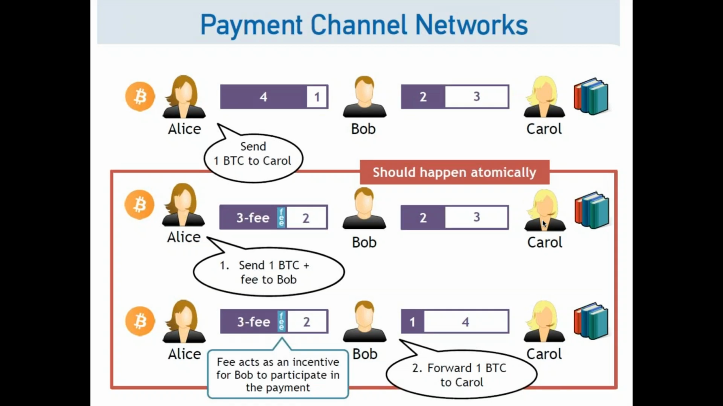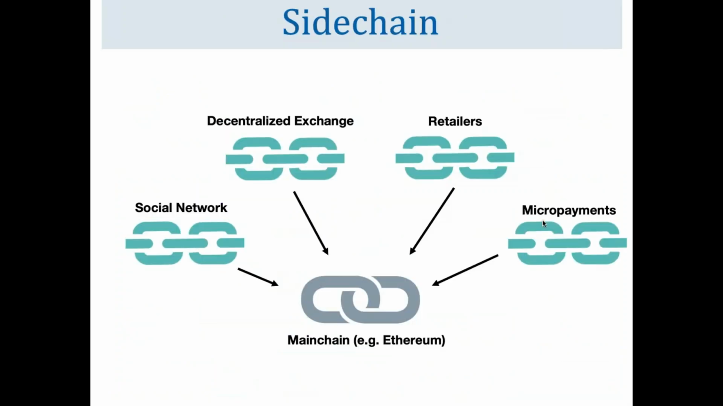Another thing we should note is that in order to stimulate Bob to participate in this payment, an extra fee should be included so that this fee can act as an incentive for Bob to participate in this payment, and everyone is happy. And that's the example of payment channels.